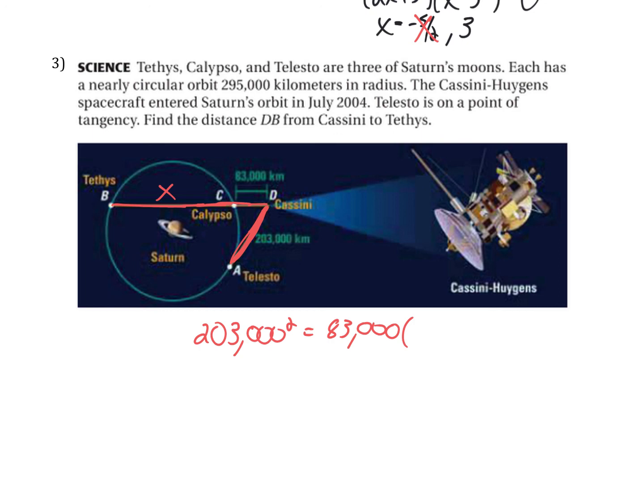Which I could call x plus 83,000, or I could just call it BD, because that really is the length of the entire secant. That entire length is BD. So I'm just going to call that BD. If you get your calculator and do it out, you'll find that BD, if we round to the nearest kilometer, is 96,494 kilometers. So there you go.